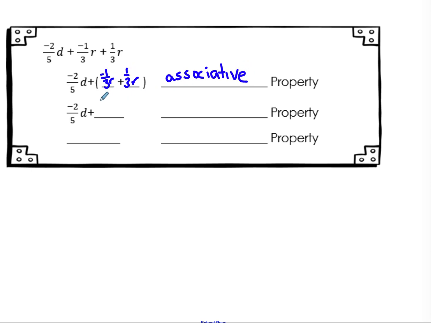Okay, well, -1/3 R plus +1/3 R is 0. I don't need to put 0 R's. If I don't have it, it's just 0. Okay, that's the inverse property. I combine my inverses. Okay, and the -2/5 D plus 0. That 0 I can just ignore, -2/5 D. That's going to be the identity property. A number plus 0 equals itself. So even though this was originally with an R, because they canceled each other out, it's gone. We're just ignoring that part.